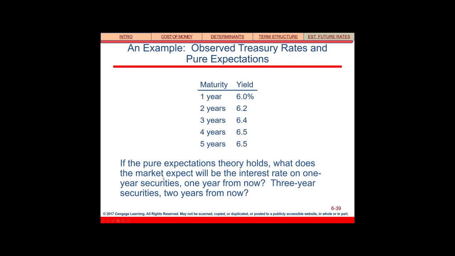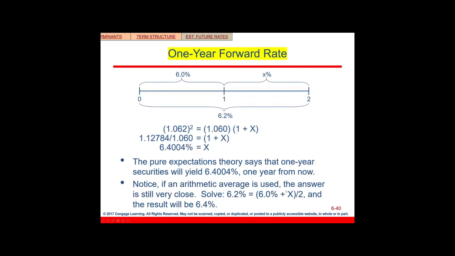So if the pure expectation theory holds, what does the market expect will be the interest rate on 1-year securities 1 year from now, and 3-year securities 2 years from now? It's asking you to predict the future interest rate. The first one is the 1 year securities 1 year from now, and the other is 3 year securities 2 years from now. Let's look at the first one, the 1 year interest rate 1 year from now. Basically it's asking you to calculate the 1 year forward rate.